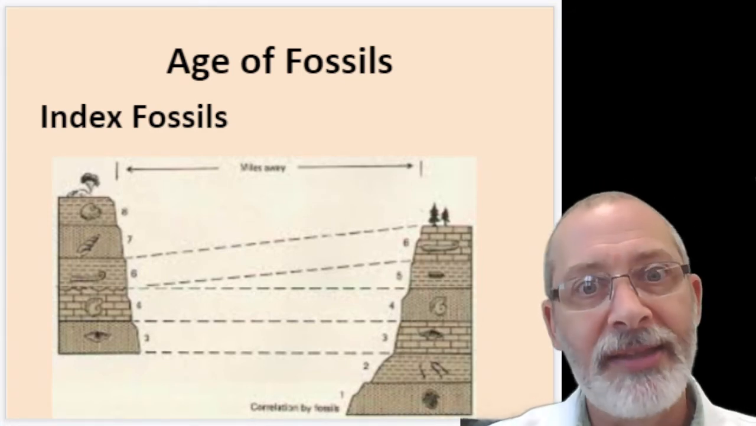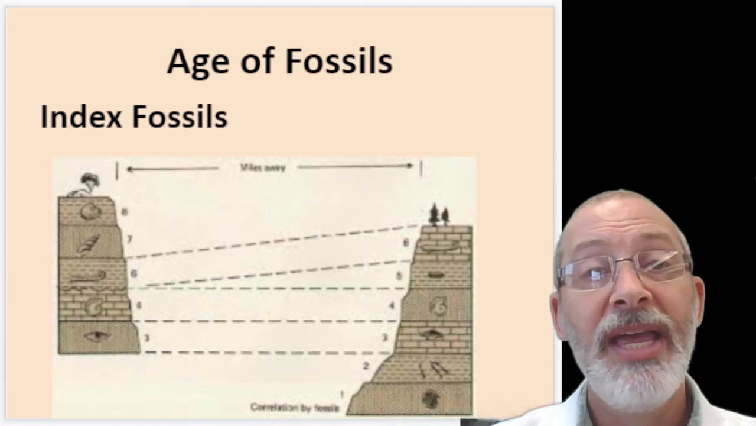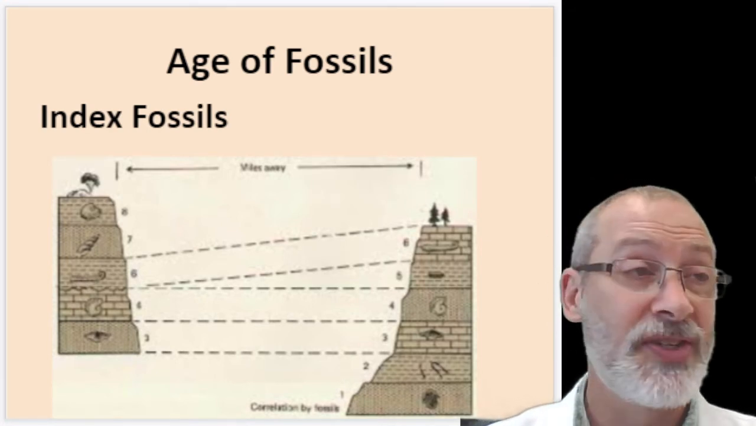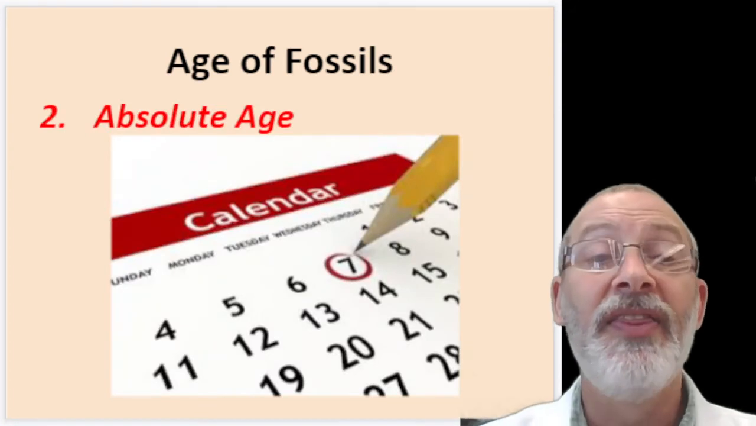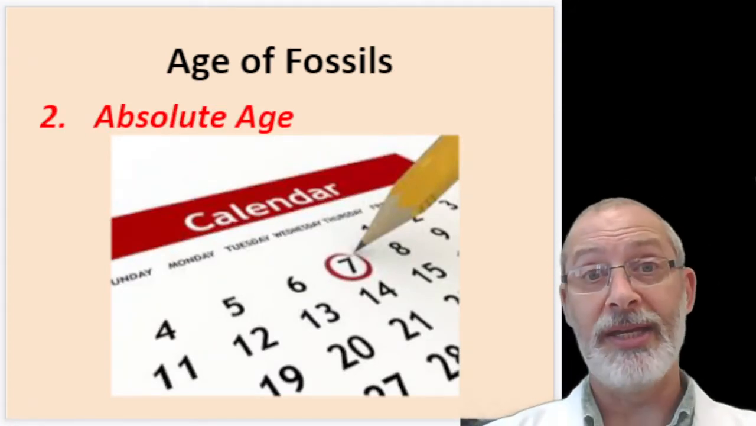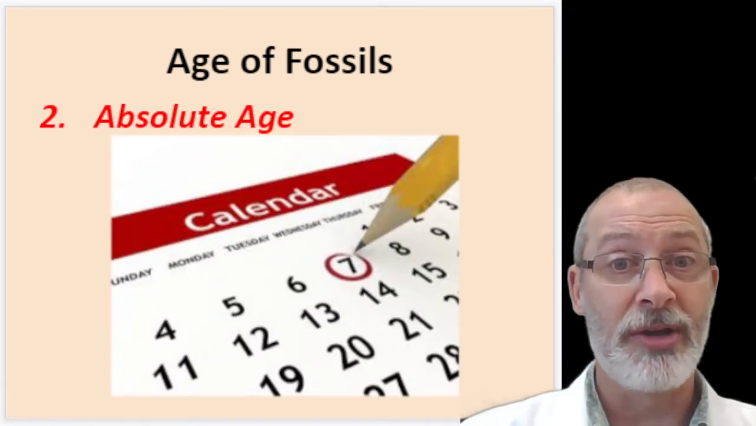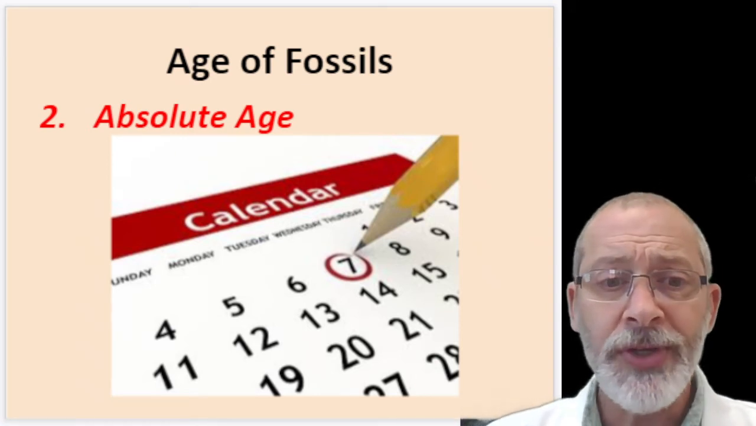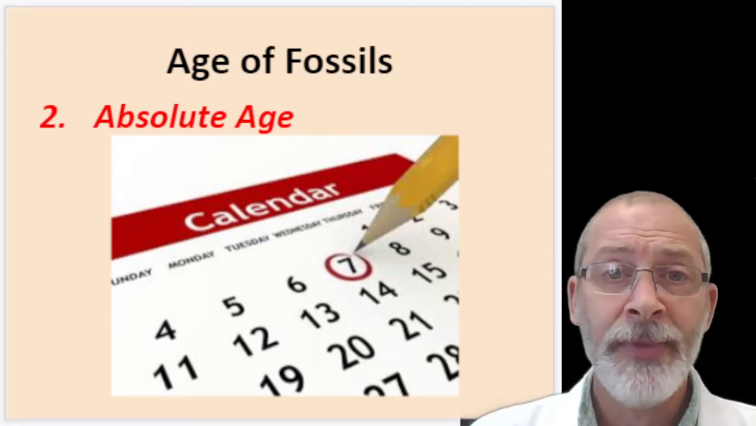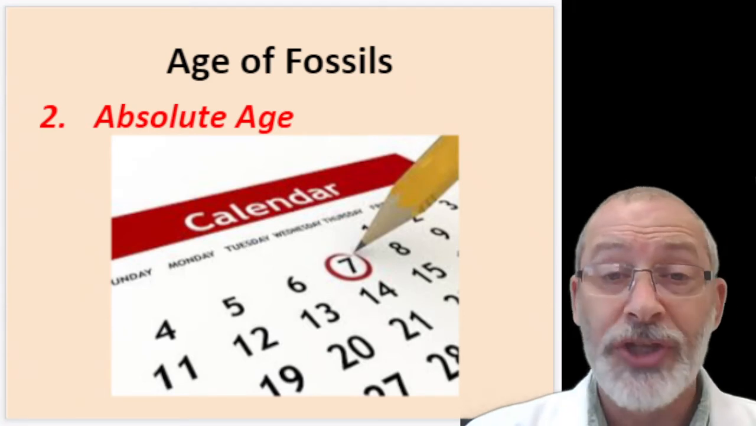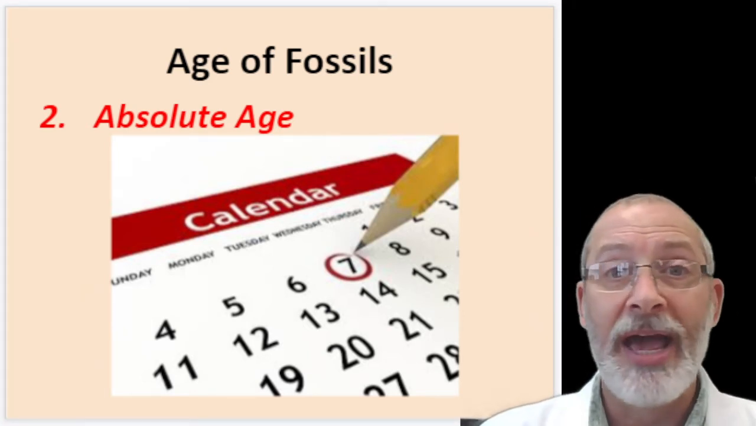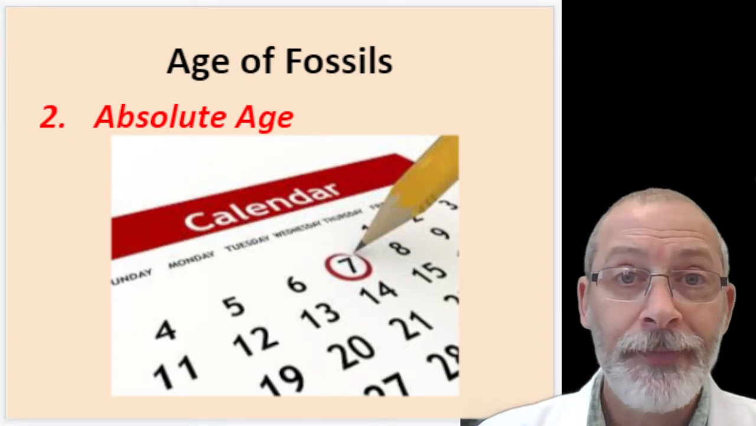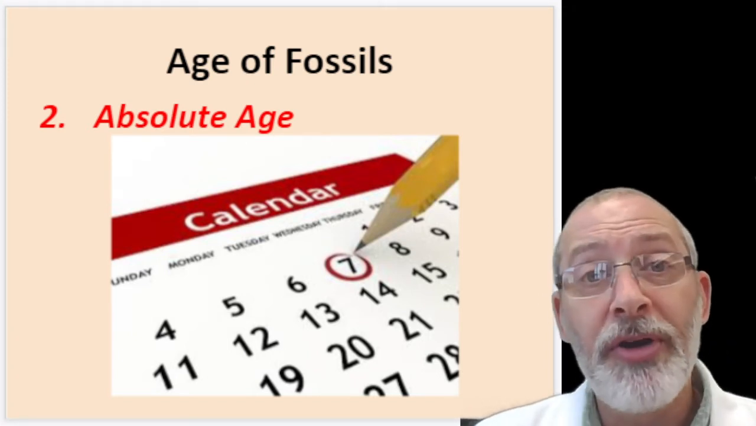But now let's get to the second major kind of aging of fossils, because this is rather interesting, and it is the absolute age. It's going to take us a little bit longer to talk about absolute age because it can get pretty technical. If I were to ask you how old you were, you would probably tell me how many years old you were, and that's based on your birth date.